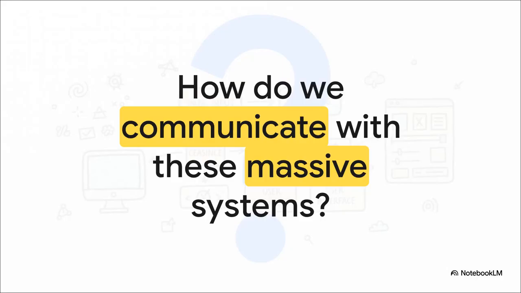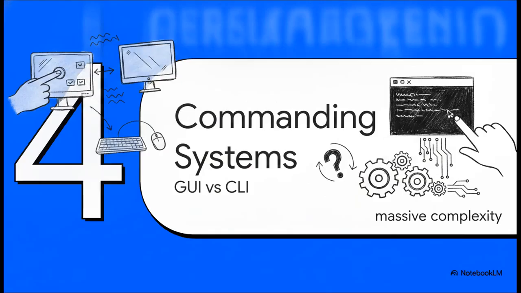Okay, so on one hand, we have Salesforce juggling technicians across different geographies in real time. And on the other, we have fMRI running these highly complex motion correction algorithms on massive 4-dimensional datasets. It brings up a pretty fundamental question. How do we, as human beings, actually communicate with and control these massive systems without our brains completely exploding? Which leads us to Section 4, Commanding Systems, GUI versus CLI.